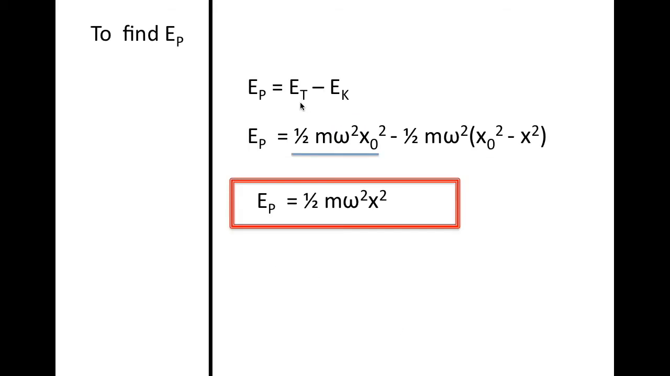To find the potential energy, you just need to take the total energy and subtract the kinetic energy from it. When you do that, you get this equation, which is also located in your data booklet. And that is 1/2 mass times omega squared x squared.